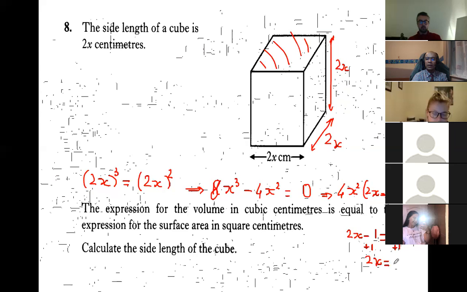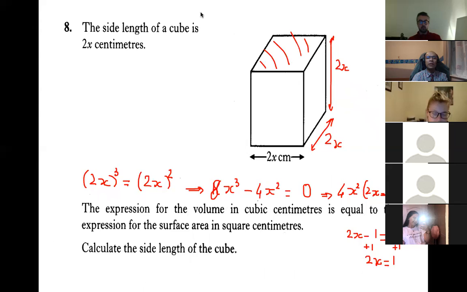Can you hear me? I think we've lost him. He's back. Have I lost someone? Let me check. Yeah, you're coming and going. The connection is not the best today, by the look of it.